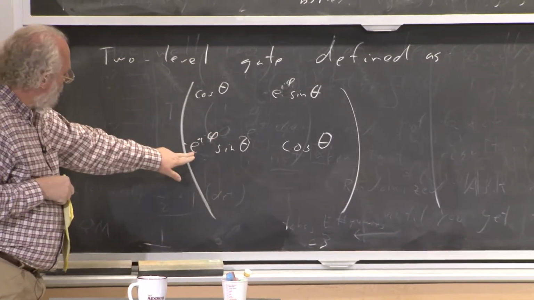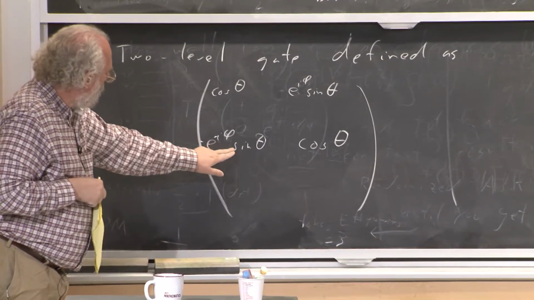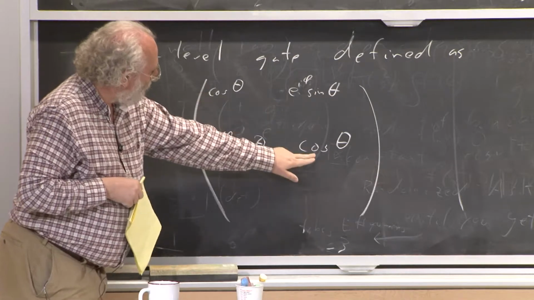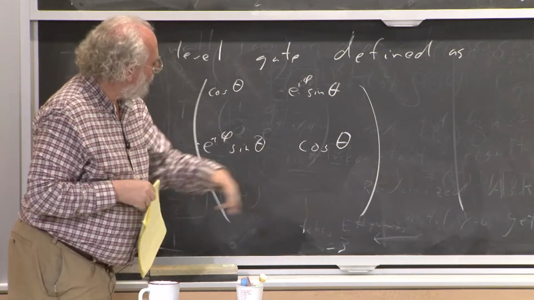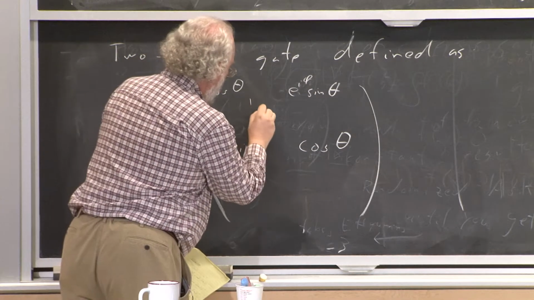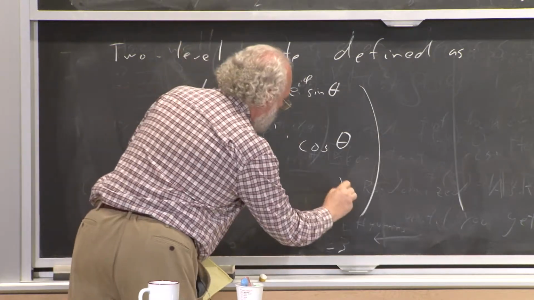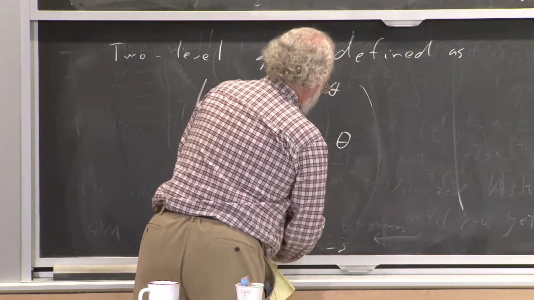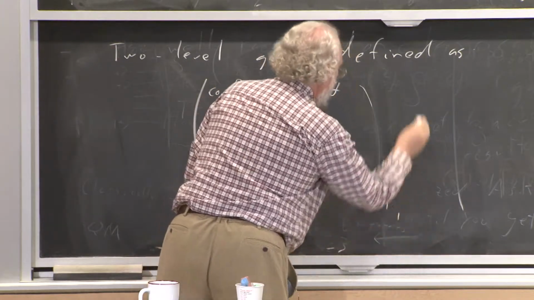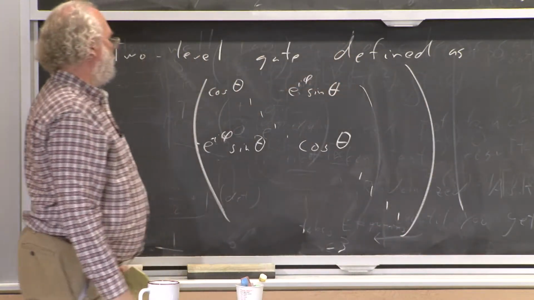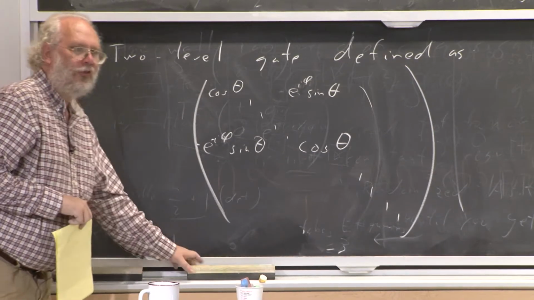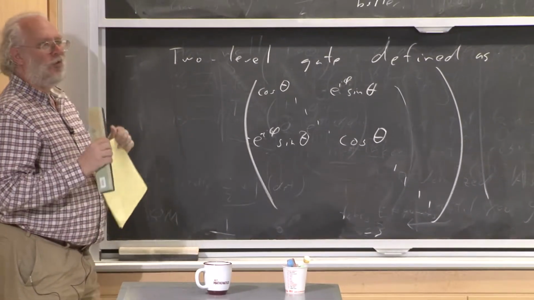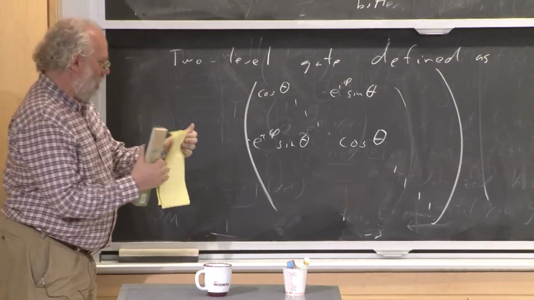Because cosine theta times e to the i phi sine theta with a minus sign, plus e to the i phi sine theta times cosine theta, and ones along the diagonal. So this is what is defined as a two-level gate in the Nielsen and Chuang book.